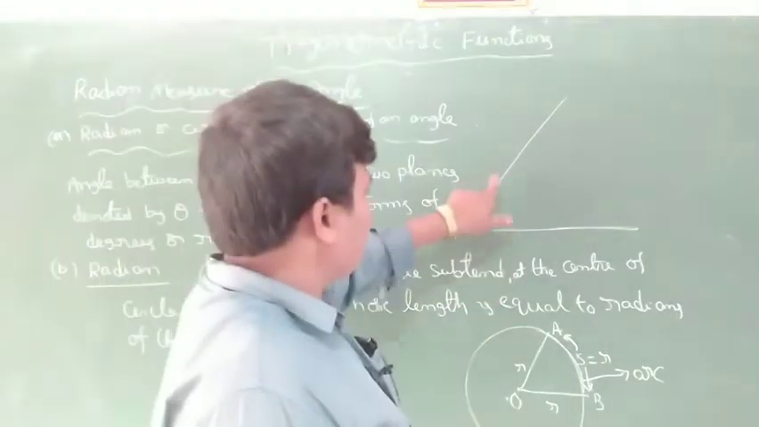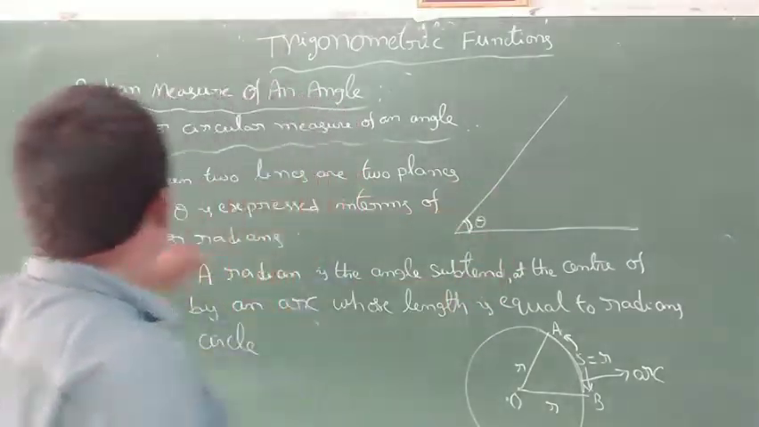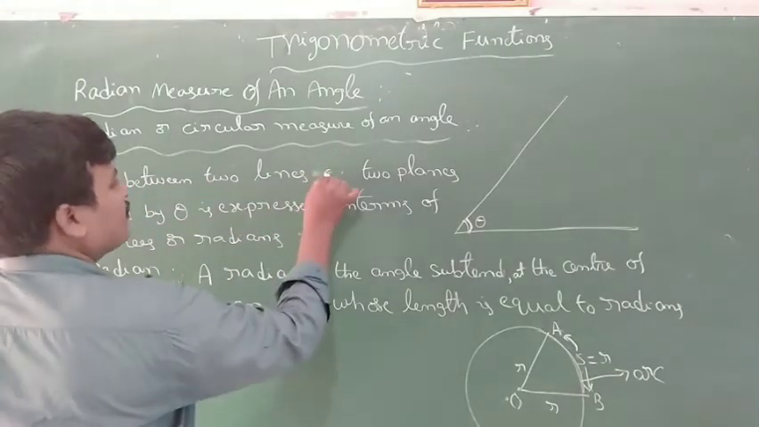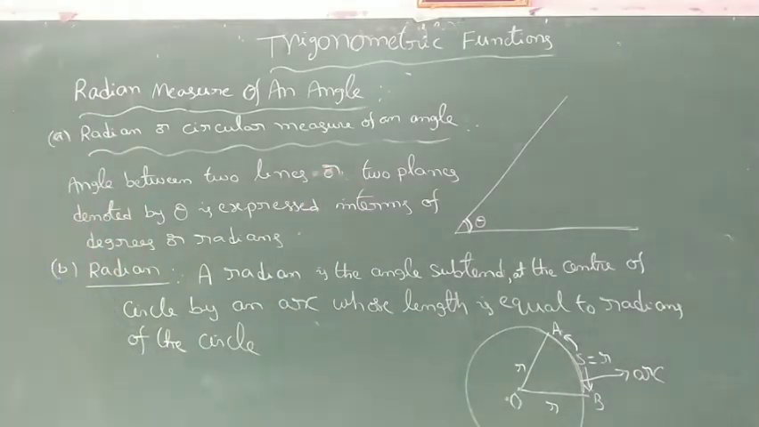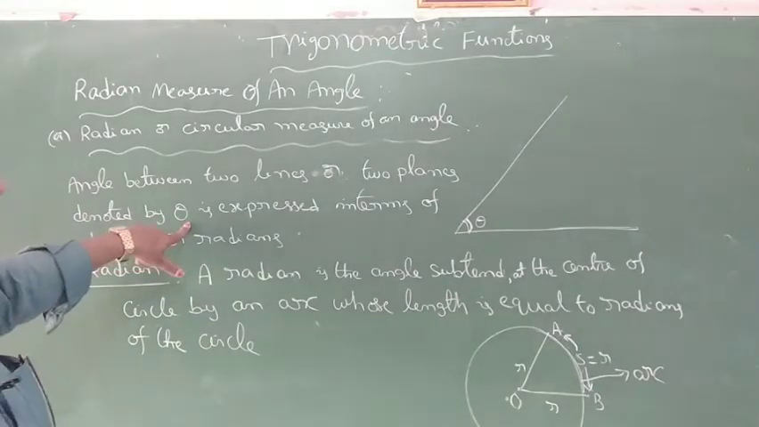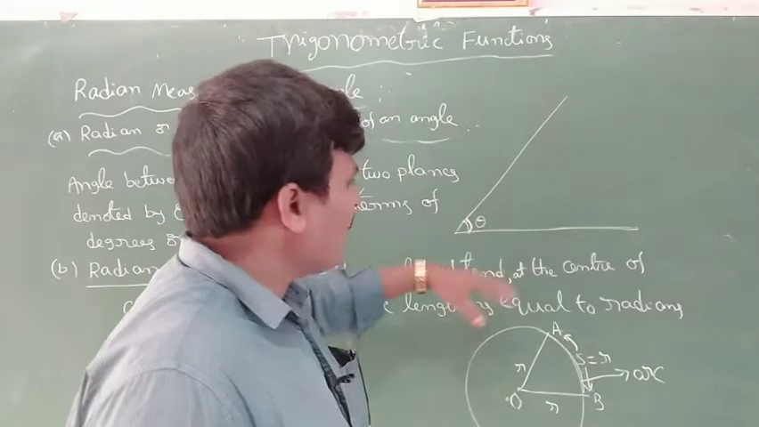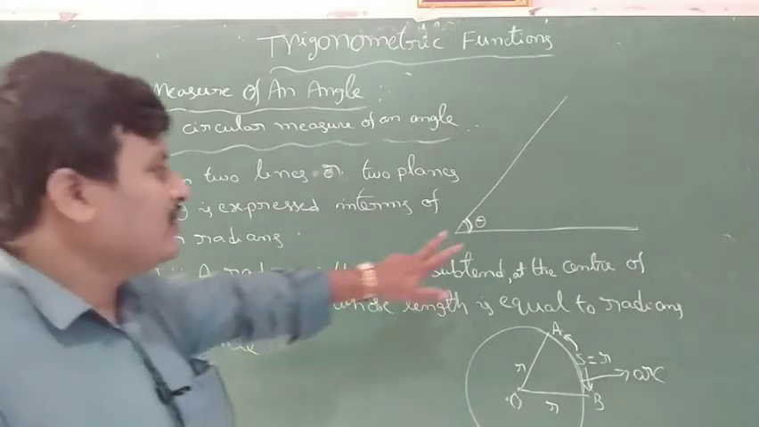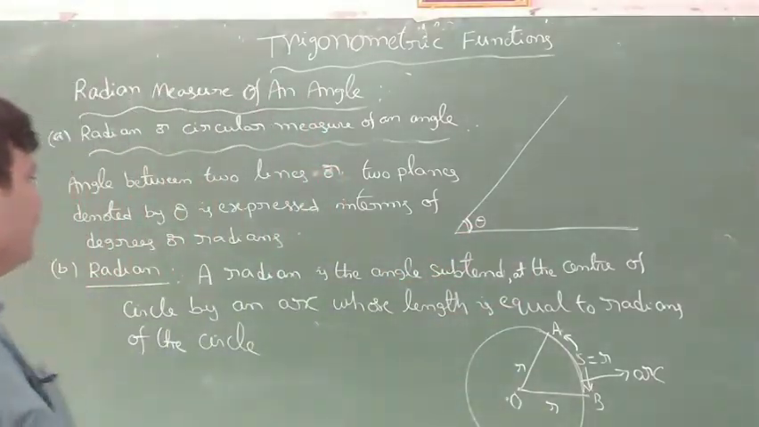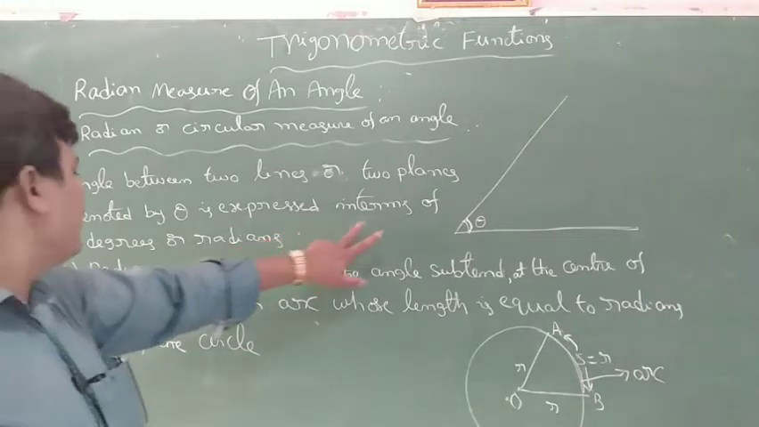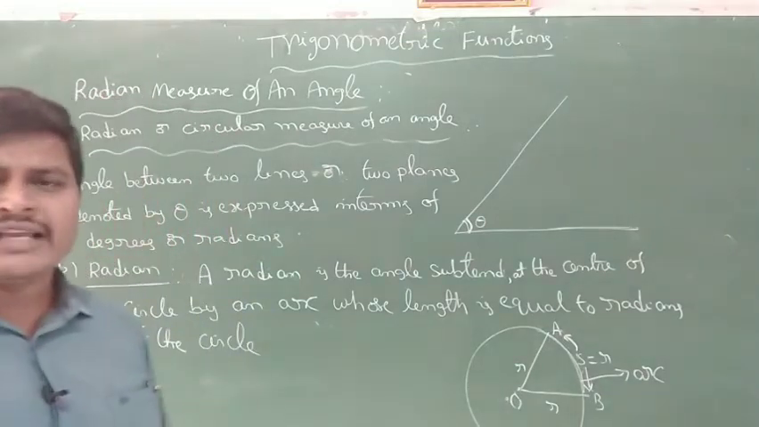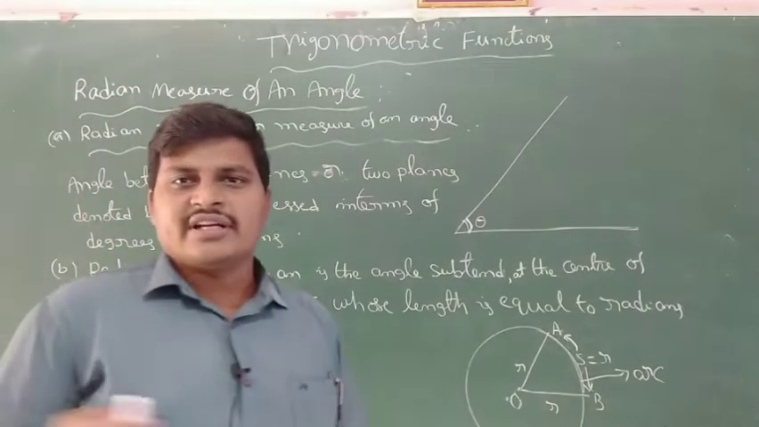First, the angle between two lines or two planes. The angle between any two lines or planes is denoted by theta. Theta is expressed in terms of degrees or radians.